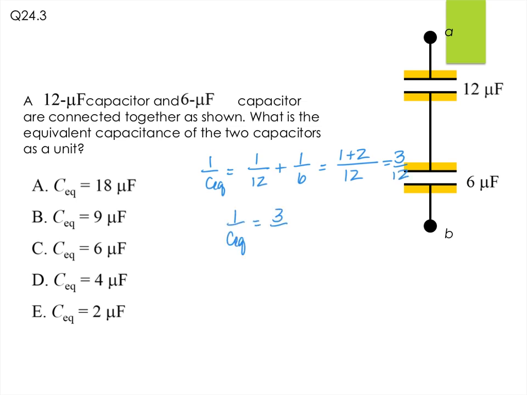So 3/12 could be reduced to 1/4. So the equivalent is the reciprocal of 1/4, which would be 4. And that's in microfarads. Notice I don't have to put the 10 to the minus 6 in the denominator. I can just put the units in at the end. So my equivalent is 4 microfarads.